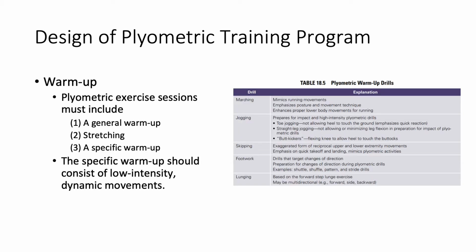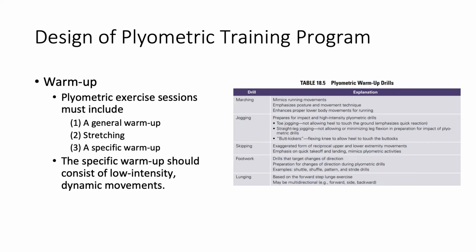When it comes to a plyometric exercise training session, it should begin with a general warm-up, stretching, and then a specific warm-up. The specific warm-up for plyometric training should consist of low-intensity dynamic movements. You can see on the table to the right the different warm-up drills and the explanation for each of those drills. For example, the marching drill mimics running movements, emphasizes posture and movement technique, and enhances proper lower body movements for running.